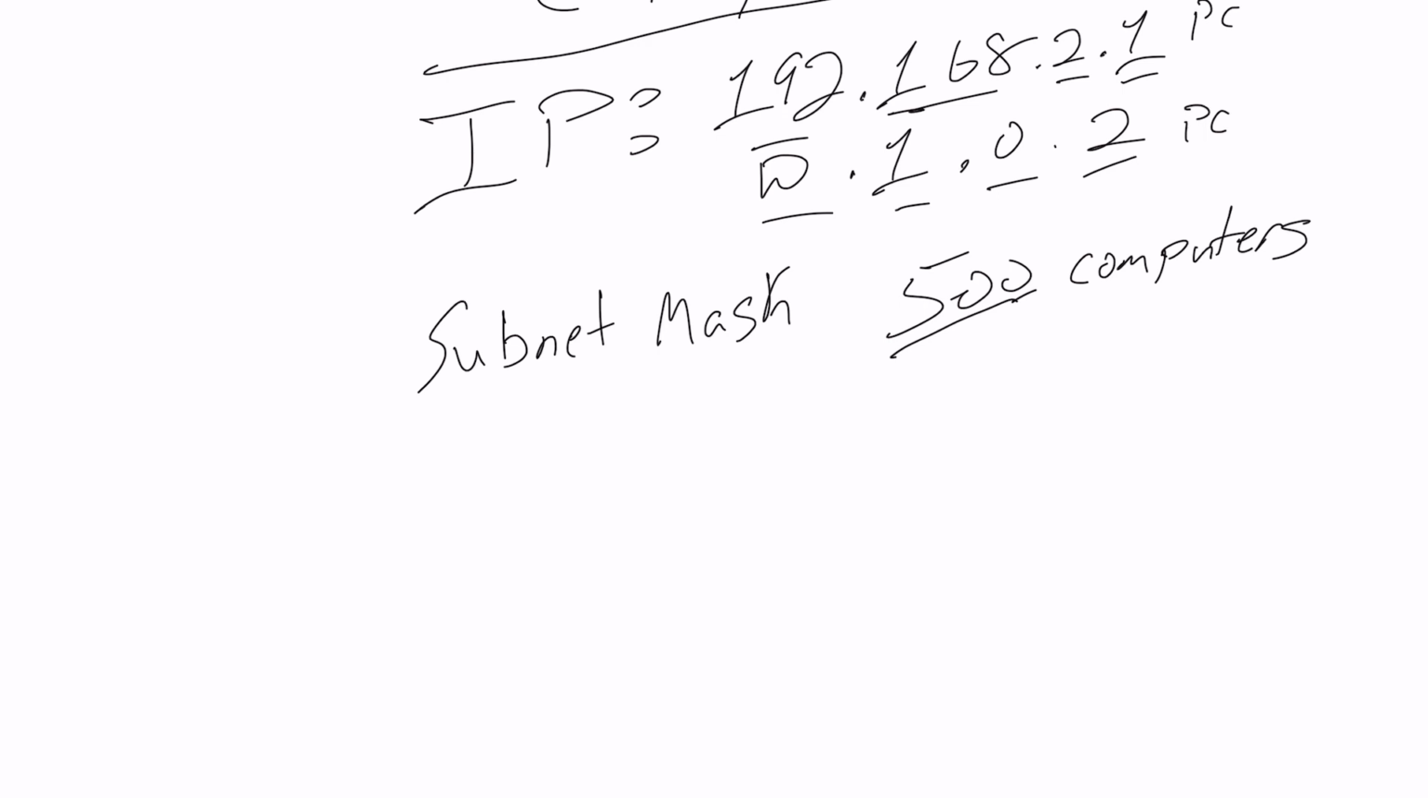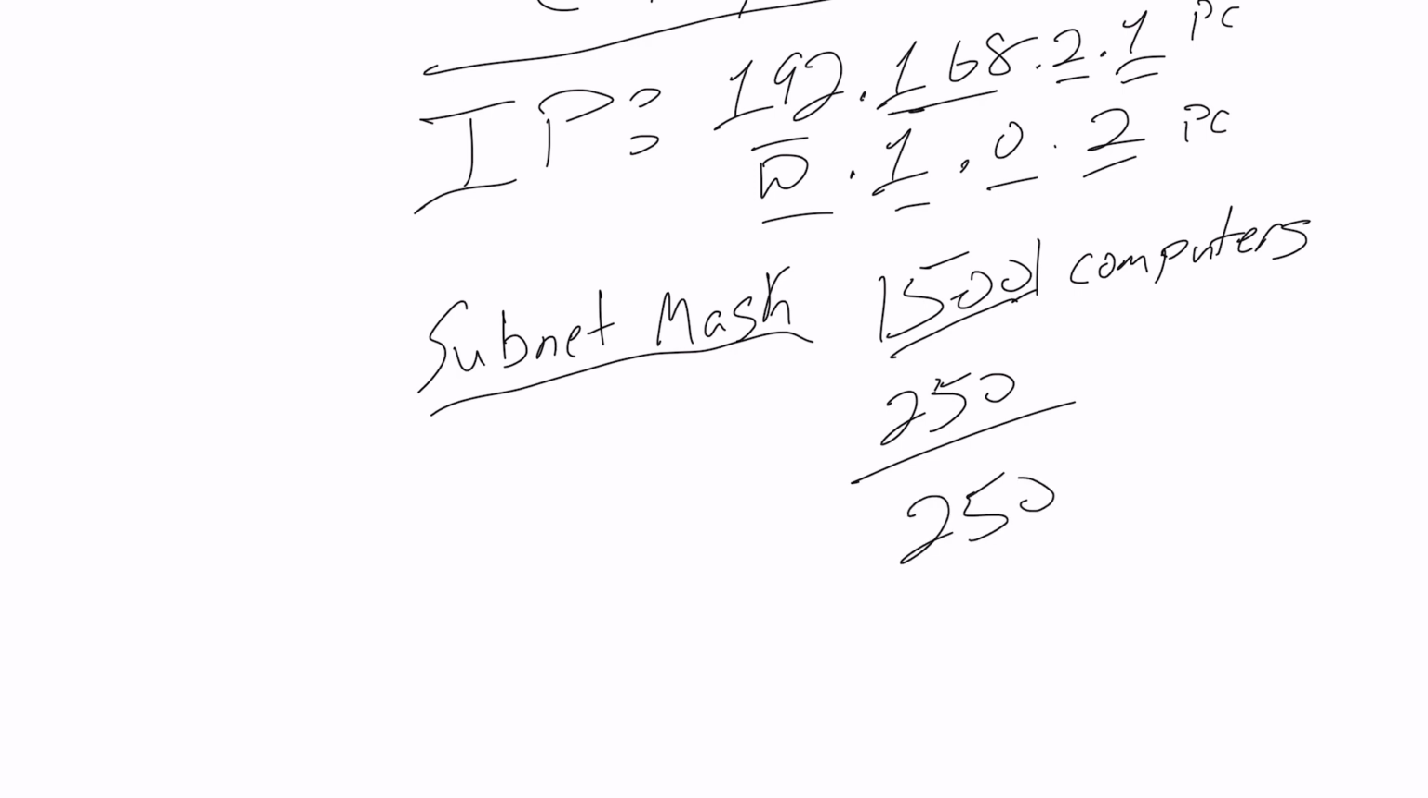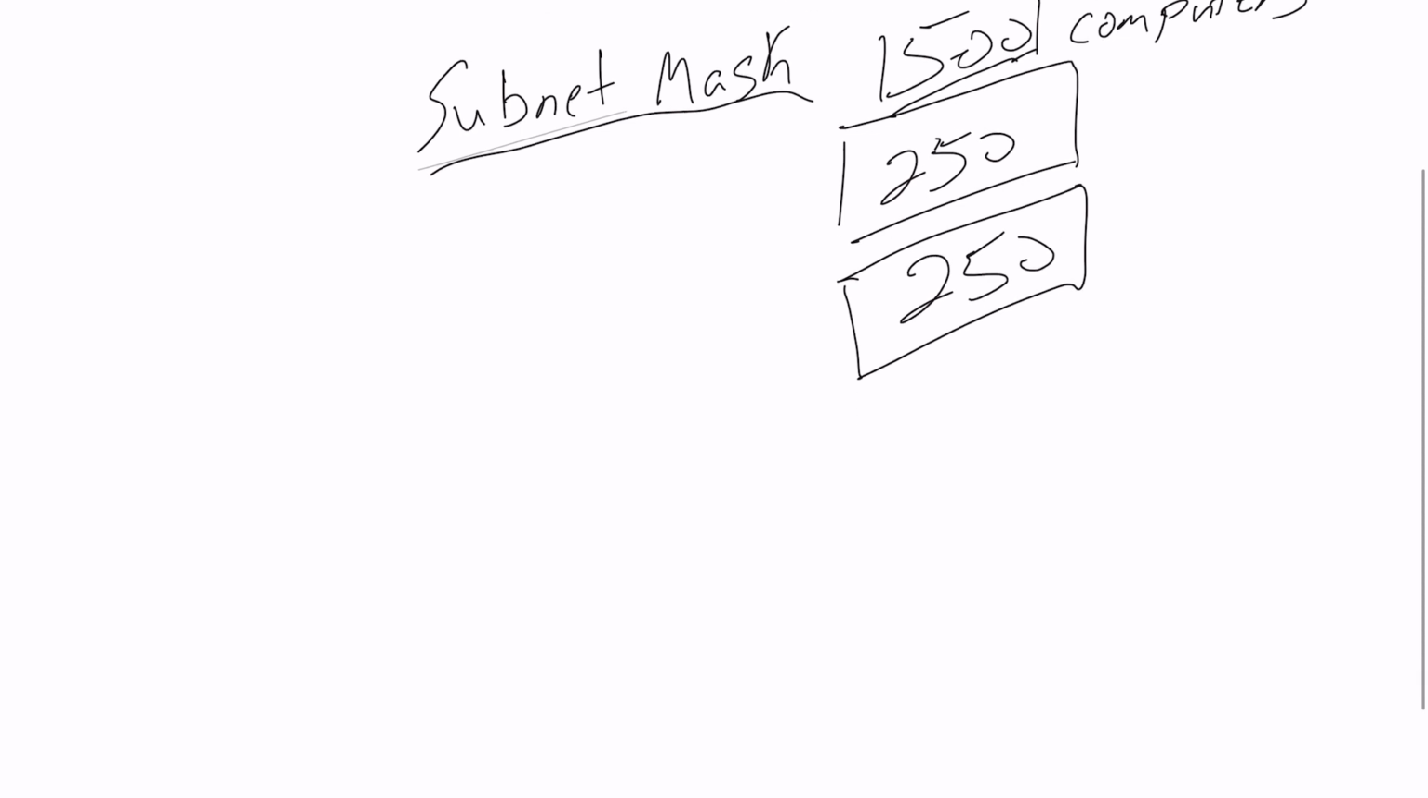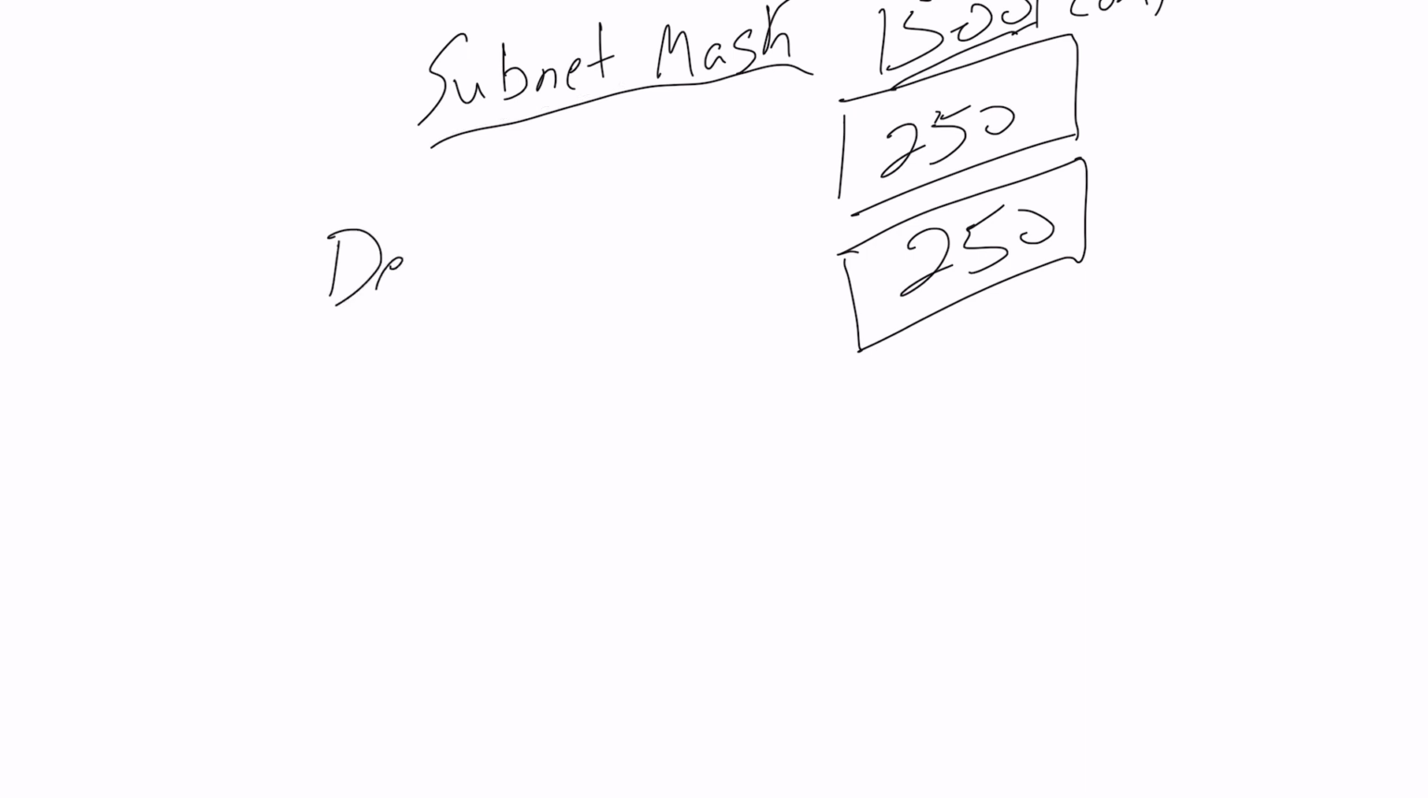So that's why we have a subnet mask. A subnet mask will break up these 500 computers. Let's say we break it down to 250 for one subnet and another 250 for another subnet. So now you have two subnets. That's subnetting. And to go a little further, the next thing you would need on each subnet is a default gateway. You're going to need a default gateway on each subnet.